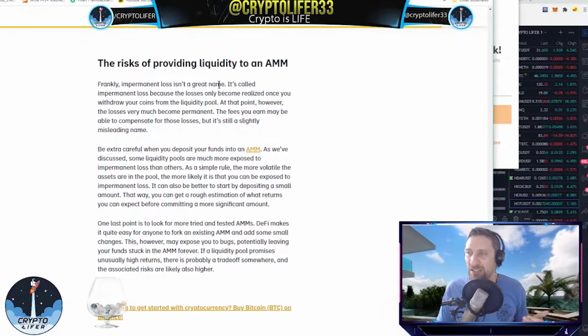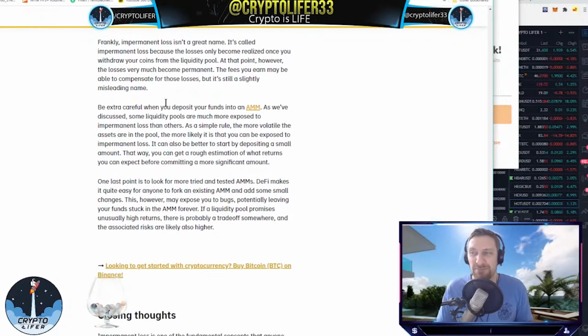Frankly, impermanent loss isn't a great name. It's called impermanent loss because the losses only become realized once you withdraw your coins from the liquidity pool. At that point, however, the losses very much become permanent. The fees you earn may be able to compensate for the losses, but it's still a slightly misleading name. Be extra careful when you deposit your funds into an AMM. As we've discussed, some liquidity pools are much more exposed to impermanent loss than others.